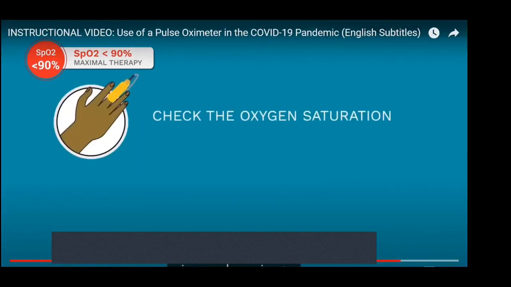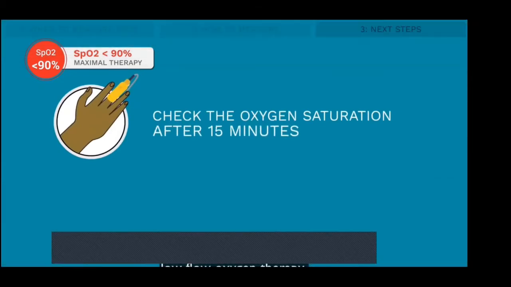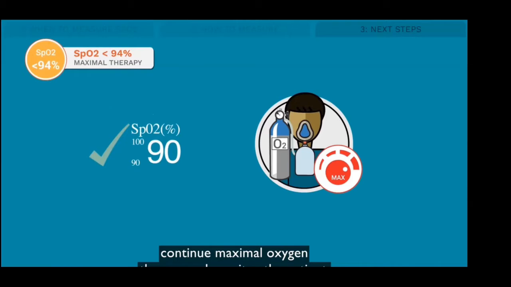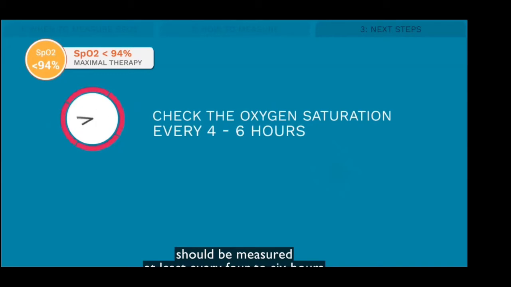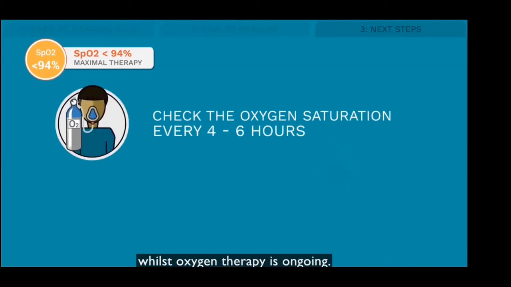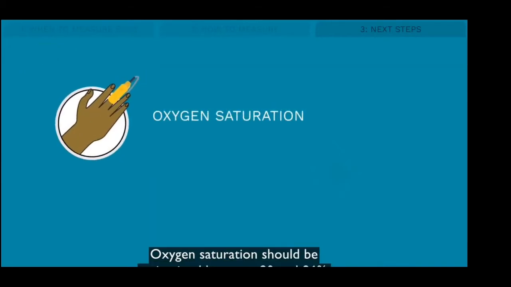Check oxygen saturation using a pulse oximeter after 15 minutes of maximal low flow oxygen therapy. If the oxygen saturation is 90% or above, continue maximal oxygen therapy and monitor the patient. Oxygen saturation and vital signs should be measured at least every 4 to 6 hours while oxygen therapy is ongoing. Oxygen saturation should be maintained between 90 and 96%.